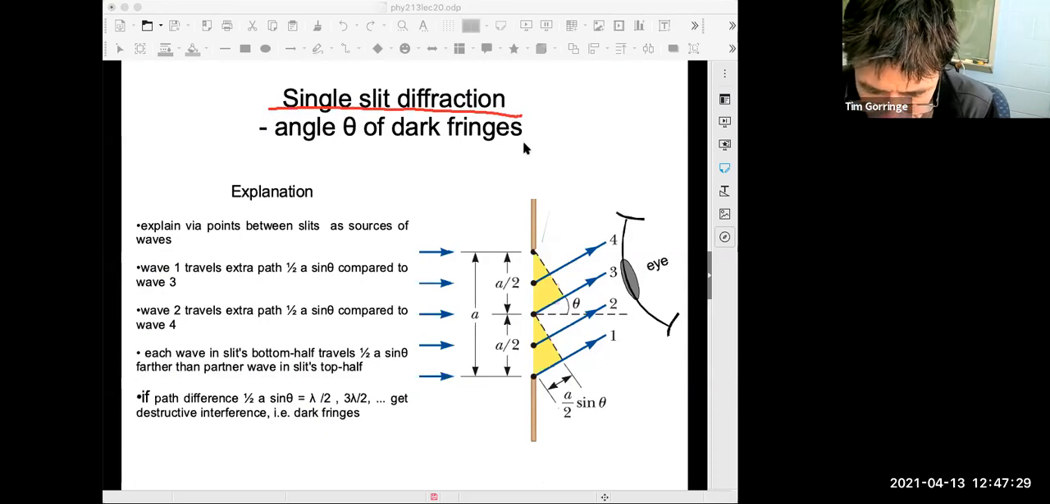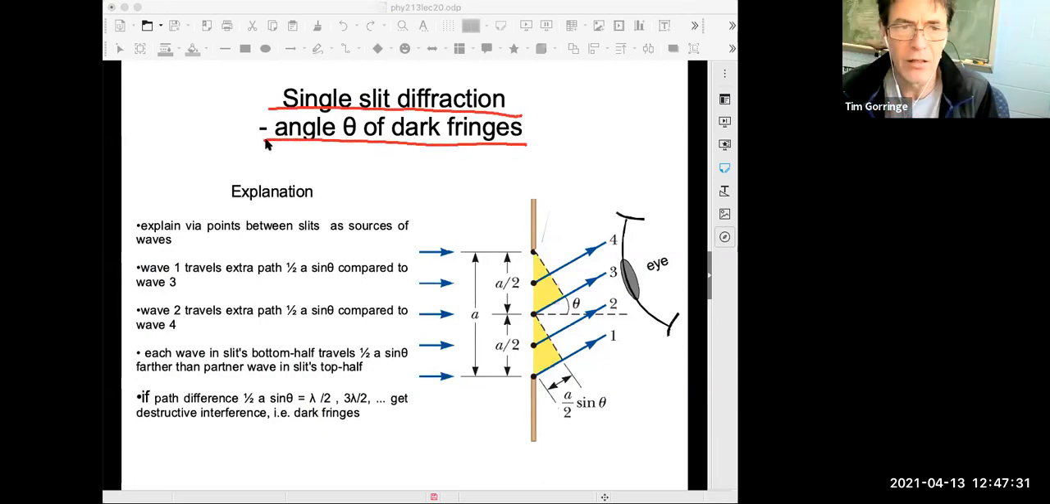So this is a slide that has a lot of information on it. There's a lot of content to it. The last two slides, I ran through them quickly. This slide, we're going to spend a bit more time on. There's a lot of information on this slide.